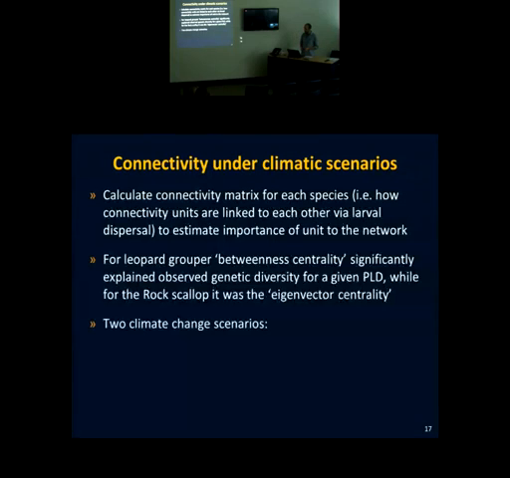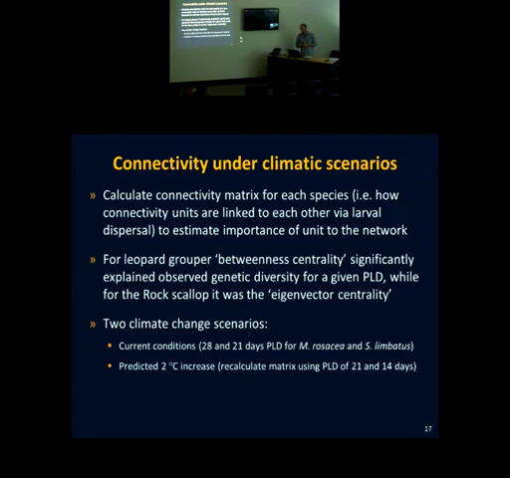We developed two climate change scenarios. The first was without the increase in temperature, where we used the standard PLD values of 28 and 21 days for the rock scallop and the leopard grouper. Then, for the sake of simplicity, we decided to have just one warming scenario, though we are likely to explore more, which was a predicted 2 degree increase in sea surface temperature, which would eventually result in a reduced PLD down to 21 and 14 days.